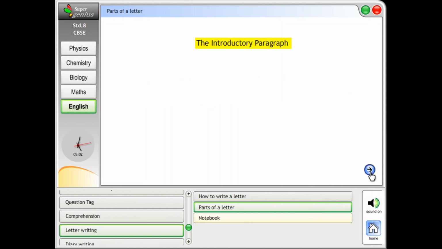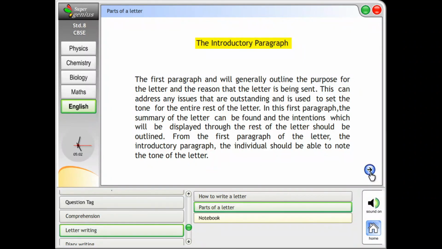The introductory paragraph. The first paragraph will generally outline the purpose for the letter and the reason that the letter is being sent. This can address any issues that are outstanding and is used to set the tone for the entire rest of the letter. In this first paragraph, the summary of the letter can be found and the intentions, which will be displayed through the rest of the letter, should be outlined. From the introductory paragraph, the individual should be able to note the tone of the letter.